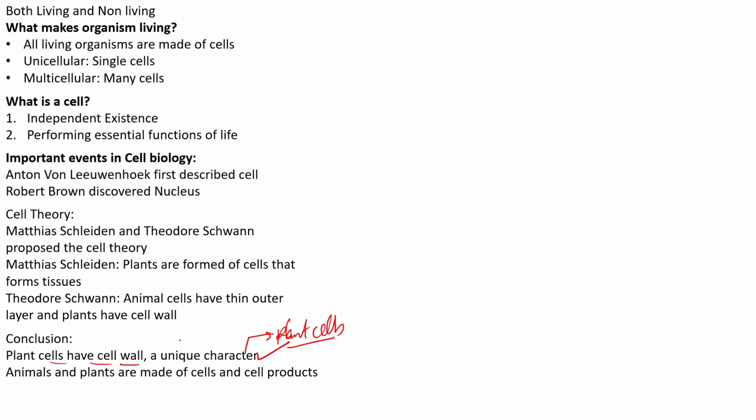Remember that point. Now, animals and plants are made up of cells and cellular products. This is quite an important point. You students have to remember this, that animals and plants are made up of cells, and they are mainly made up of cellular products. So these were some of the important observations, or conclusions, that we can derive from the cell theory proposed by Schleiden and Schwann.